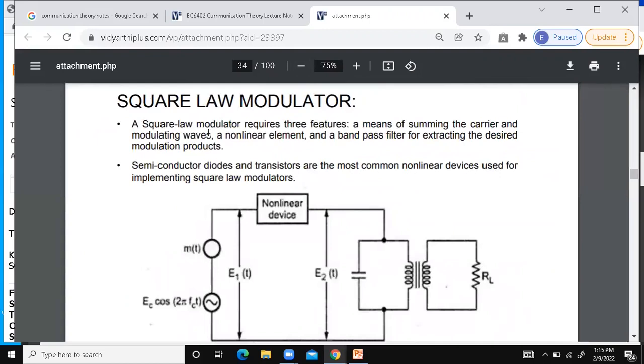A square law modulator requires three features: a means of summing the carrier and the modulating waves, a nonlinear element, and a bandpass filter for extracting the desired modulation product. Think about that for a minute. What we say we require.